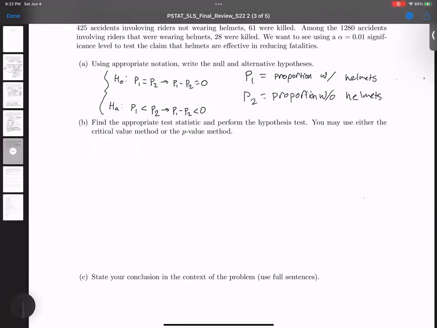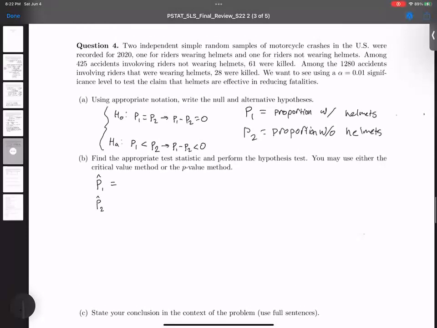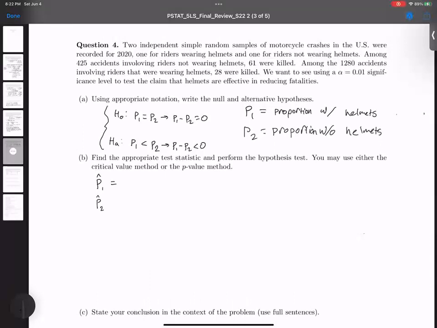So the test statistic, well, we need a bunch of information to be able to compute the test statistic. We're going to need the sample proportion for P1. We're also going to need the sample proportion for P2. And so let's just write what those are quickly. So P1 is the proportion of deaths with helmets. So with helmets, there were 1,280 accidents with riders involving helmets, and 28 were killed. So we have 28 over 1,280 as the proportion for P1.